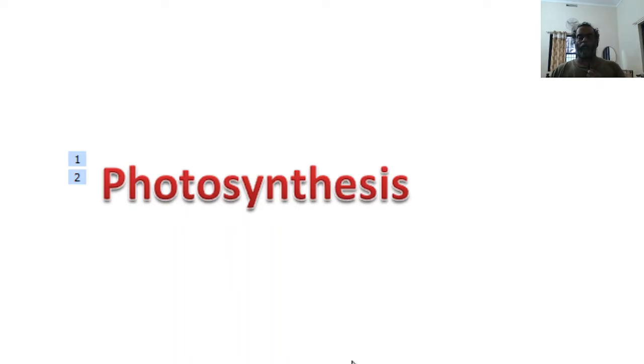So, with the help of carbon dioxide and water, in the presence of sunlight, green plants are able to synthesize glucose. This process is known as photosynthesis. So now let us see a video about photosynthesis.